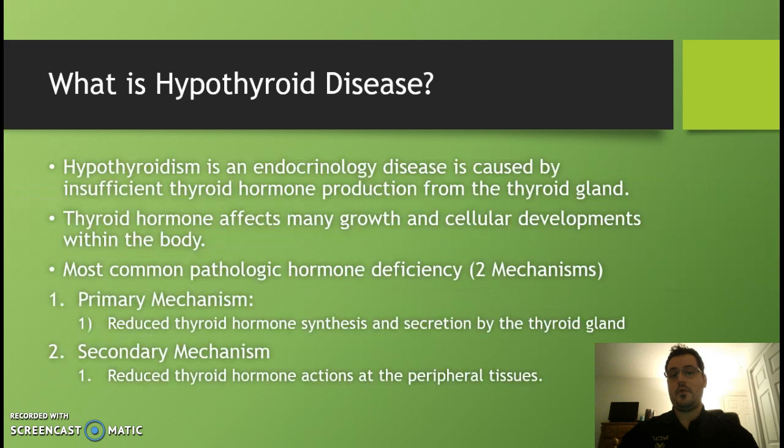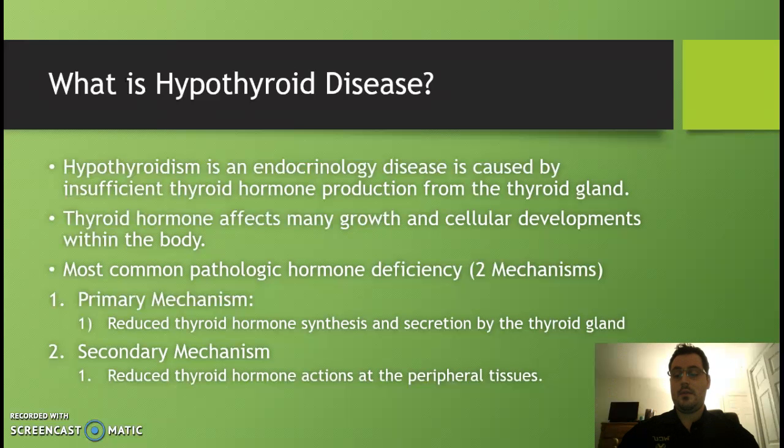What is hypothyroid disease? Hypothyroid disease is an endocrinology disease that is caused by insufficient thyroid hormone production by the thyroid gland. The thyroid hormone is one of the major hormones, along with human growth hormone, or HGH, that affects many growth and cellular developments within the body.